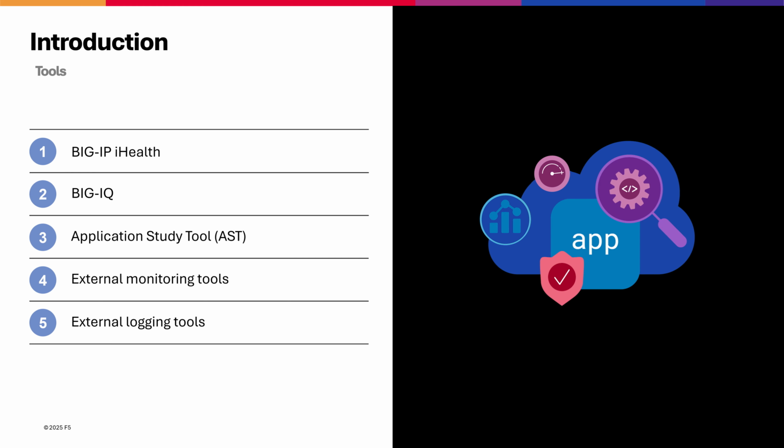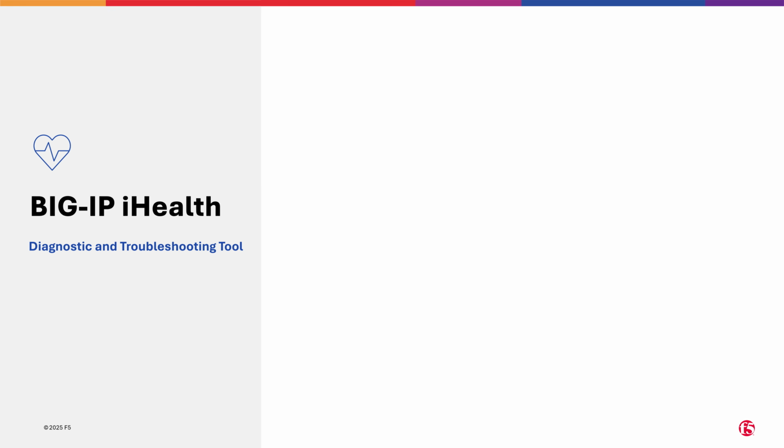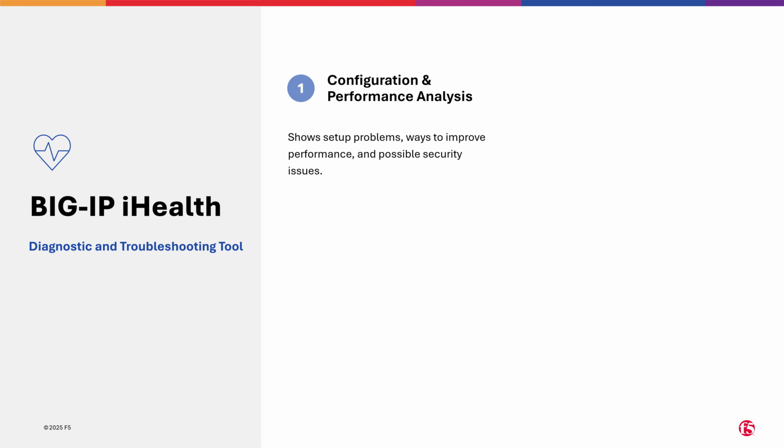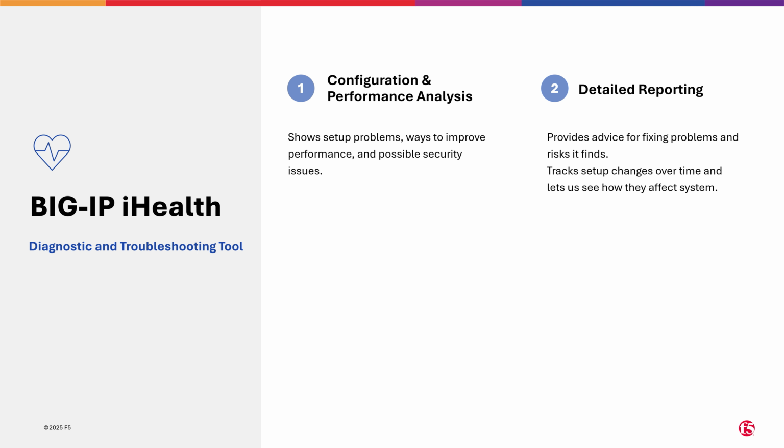Let's get started. BIG-IP iHealth is a tool that helps you check and fix your system's configuration and performance. You begin by uploading a user configuration set file to the F5 iHealth website. The site looks at the file and gives you a full report. iHealth shows you setup problems, ways to improve performance, and possible security issues. It compares your setup with F5's known issues and tips to help keep your system running well and safe. iHealth gives you clear reports with details, advice for fixing problems, and any risks it finds.